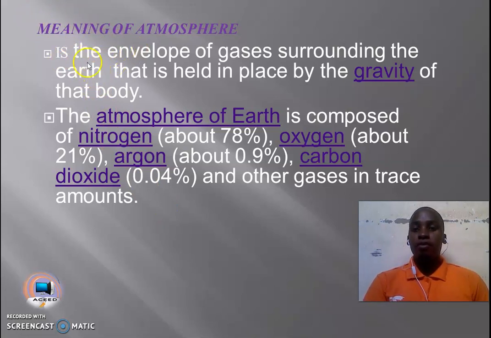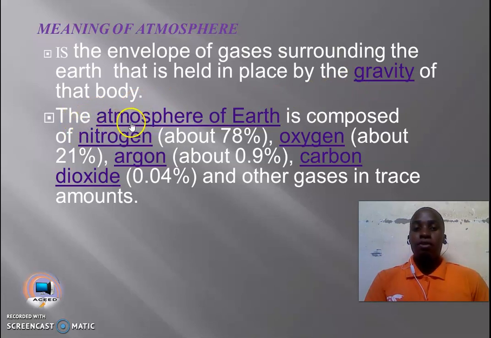What is the atmosphere? Atmosphere is an envelope of gases, different gases, surrounding the earth, that is held in place by the force of gravity. What is the force of gravity? Force of gravity is a force exerted by the earth's surface that either allows a body to fall from above to below or to remain in its specific position. So when we say the atmosphere is an envelope of gases surrounding us, it is held in place by the force of gravity.